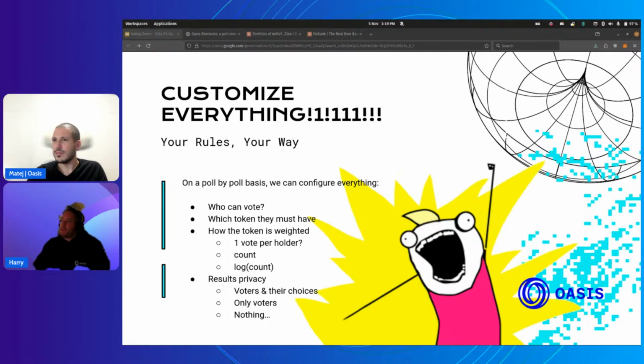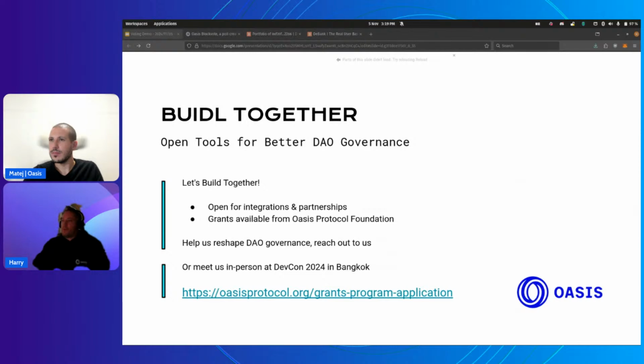And the beauty is you decide what's appropriate for each specific question. Each poll can have its own rules, its own privacy settings, its own weighting system, and you're in complete control of this. So we are looking to build together to make more open tools for better DAO governance.